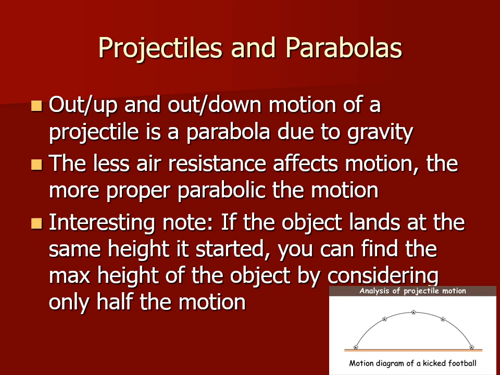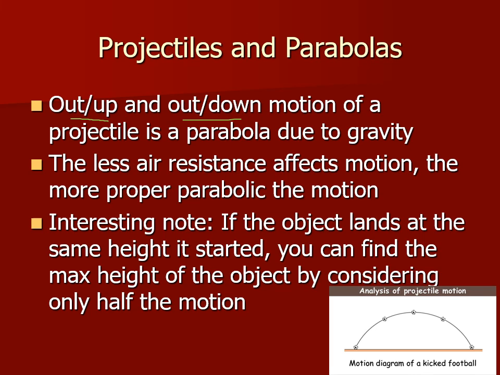And this is just the last slide today for this one, and it simply talks about projectiles and parabolas, where we're going to talk now about out and up, out and down, happening at the same time in a true parabola. And the motion of a projectile is due to gravity. No gravity, you get straight line motion. With gravity, you get projectiles. The less air resistance that you have affecting the motion, then the more proper the parabolic motion will be.